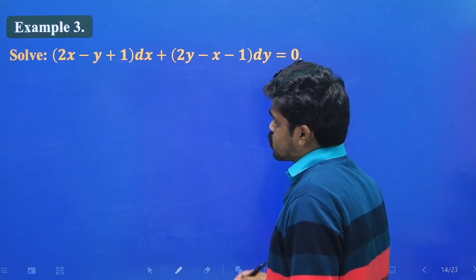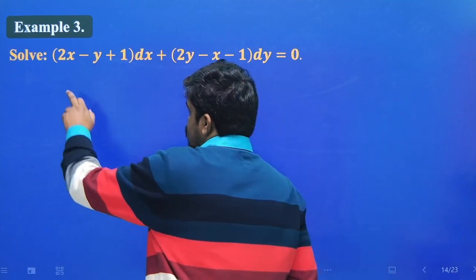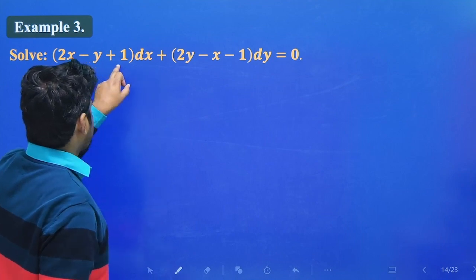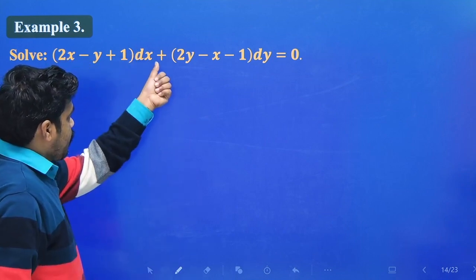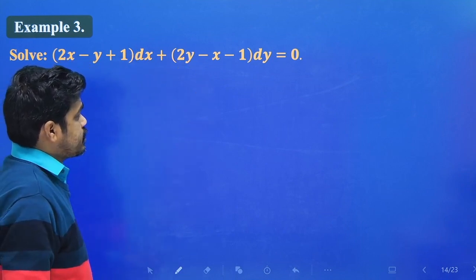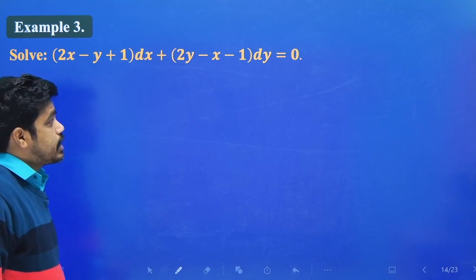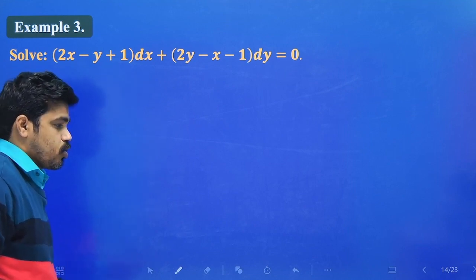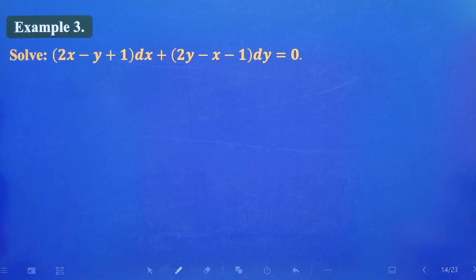So note this question. Solve (2x minus y plus 1) into dx plus (2y minus x minus 1) into dy is equal to 0. So note this question. So what is M?